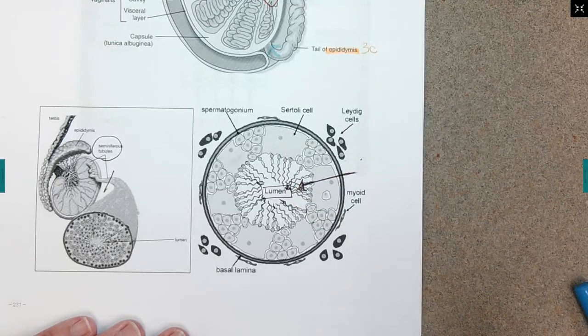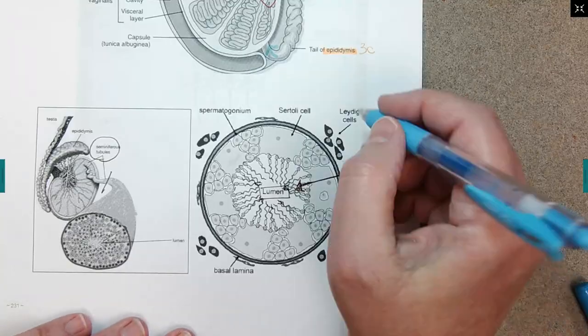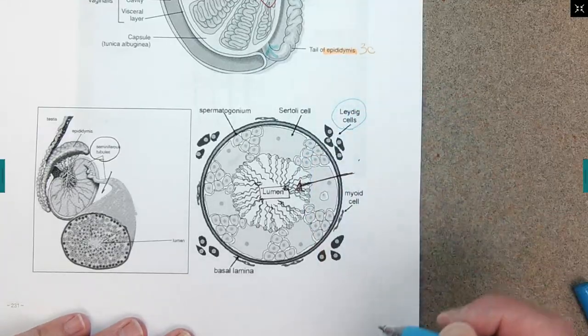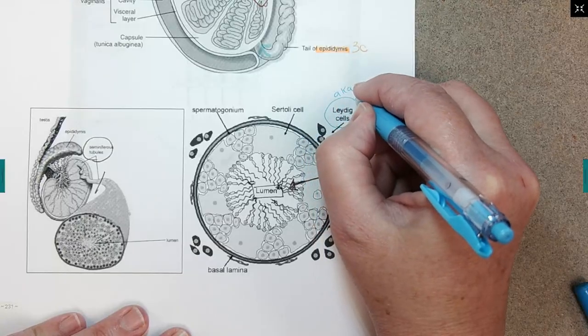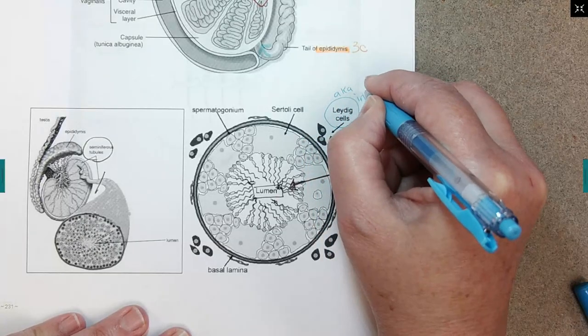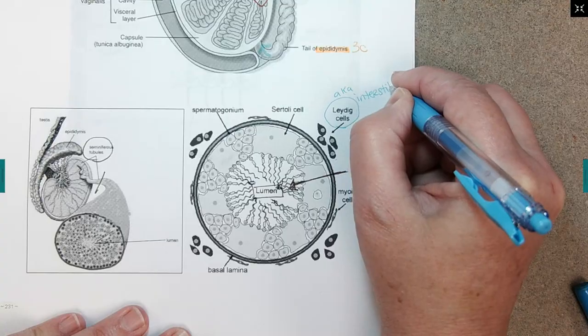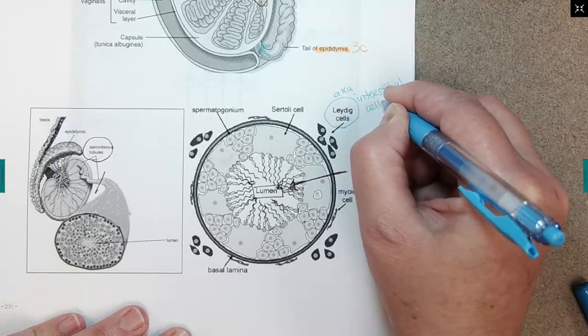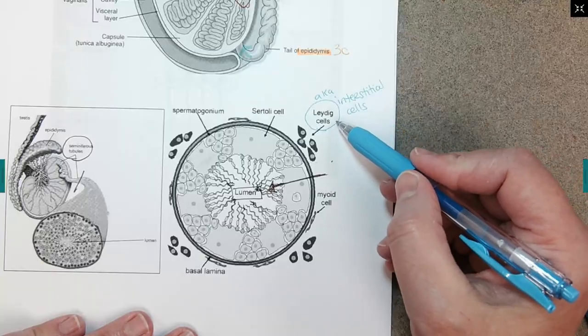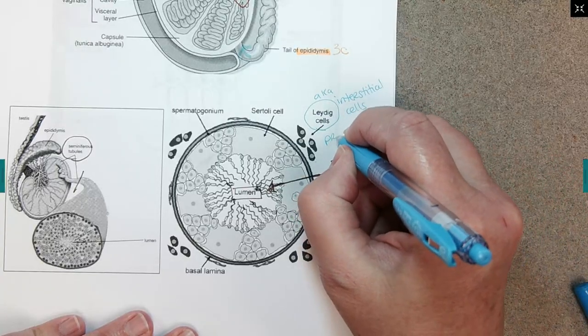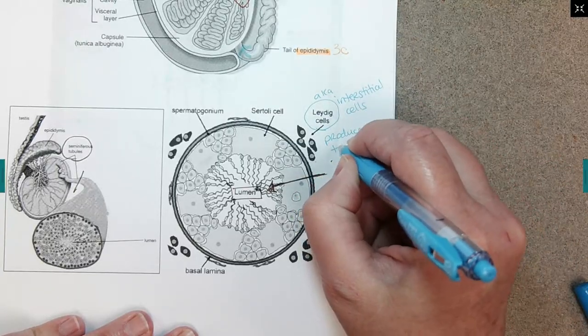Now I want to point out 2 cell types here because these are important. You've got your Leydig cells right here, also known as interstitial cells. And the job of these interstitial cells or Leydig cells is to produce testosterone.